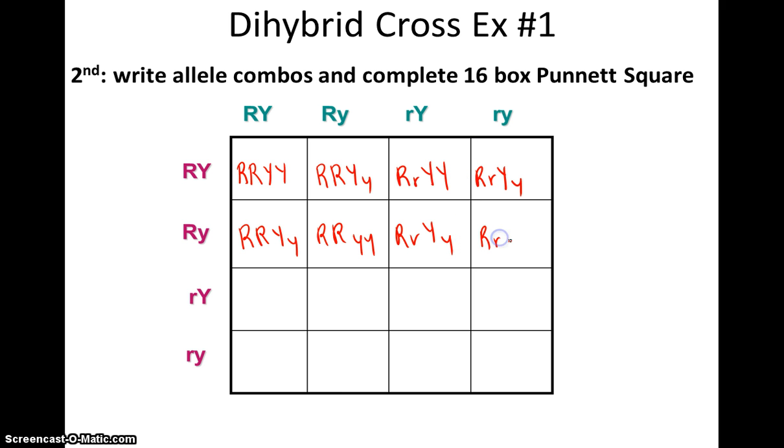Big R, little r, and these are 2 little y's. So you're just matching them up just like we did before. Big R, little y, big Y, big Y. Big R, big Y, little y. So you do have to pay attention as you're doing this because you're going to see a lot more different gene combinations on this one than we saw in the previous one when we just had a monohybrid cross.